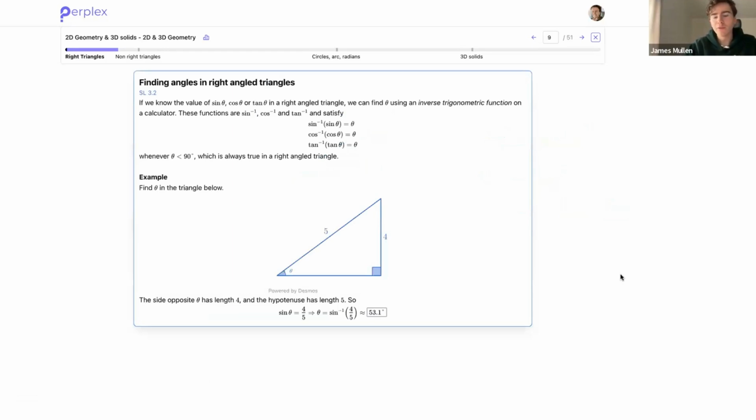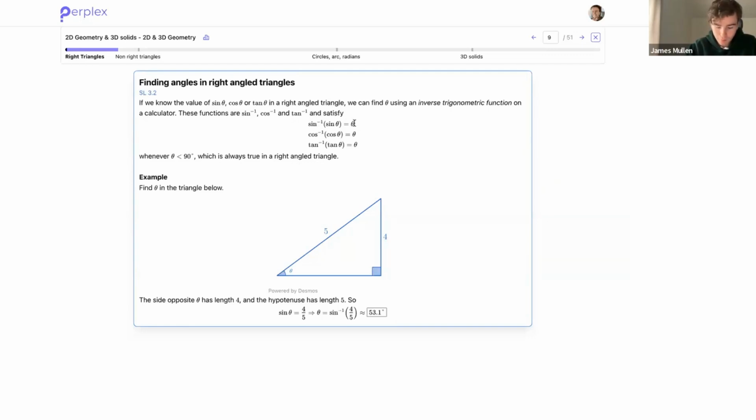Okay, now, if we are trying to find angles in a right triangle, we know that sine theta, cos theta, or tan theta can be found using the ratios of sides in a right angled triangle. But we can also find theta using what we call an inverse trigonometric function on a calculator. So if I know what sine theta is, I can use the function inverse sine, or sine -1, to get back theta. I can use the function cos -1 to get theta from cos theta, and tan -1 to get theta from tan theta. And this applies whenever theta is less than 90 degrees. If it's not, then the result is not going to be completely correct.